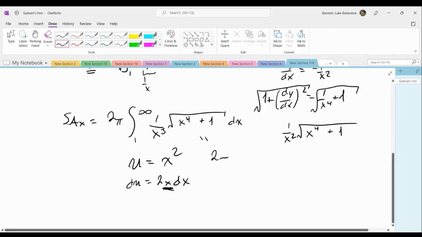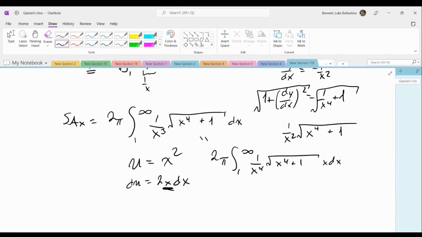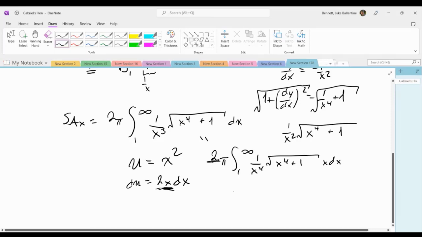So I'll call this 2 pi times the integral from 1 to infinity of 1 over x to the fourth, times the square root of x to the fourth plus 1, times x dx. These are equivalent because x divided by x to the fourth is 1 over x to the third. We'll use our substitution. We have a 2, we have an x, we have dx. So this is pi times the integral. We don't have to change the bounds because they're the same. 1 over u squared, and this is actually the square root of u squared plus 1, du.